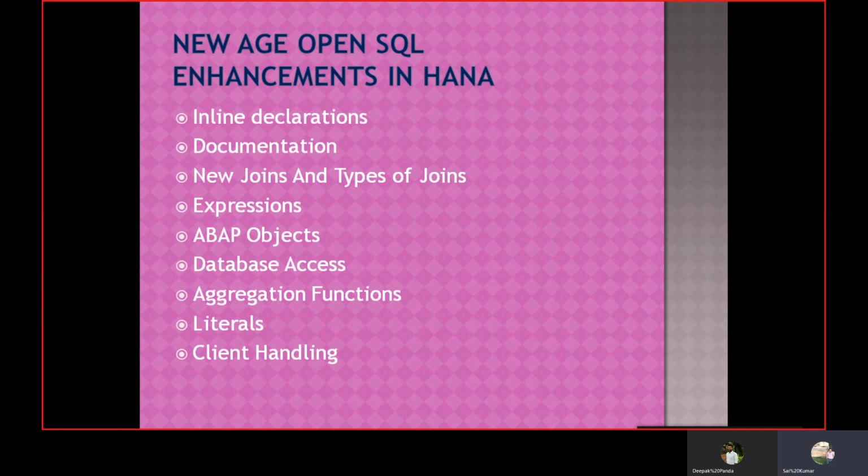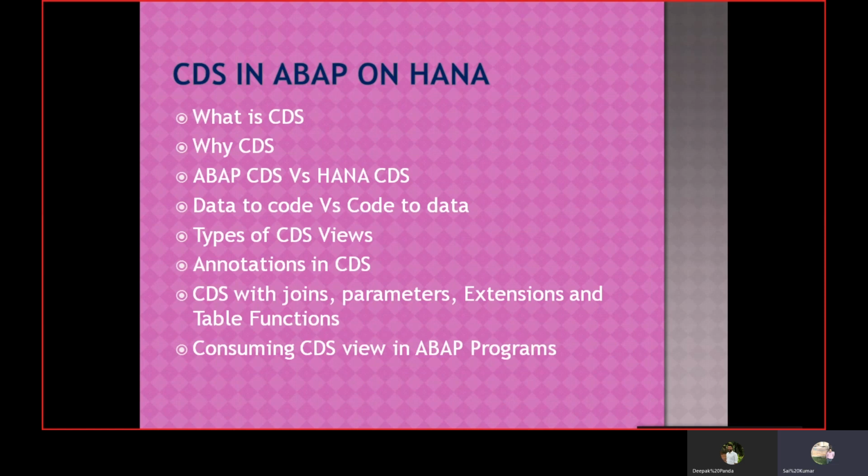Next we are going to show you aggregation functions. Next we are going to discuss literals. Next we are going to discuss client handling, how to handle clients. I'm going to show you, no problem. Next are CDS views in ABAP on HANA. What is a CDS view and why do we use CDS views? What is the difference between ABAP CDS and HANA CDS? Next we are going to discuss data to code and code to data. We are going to discuss the difference between code to data and data to code.